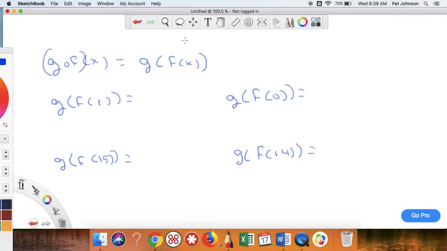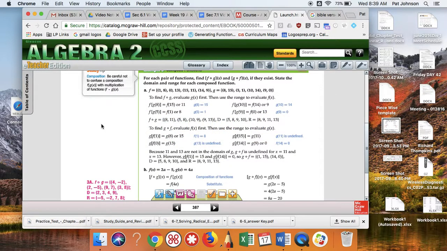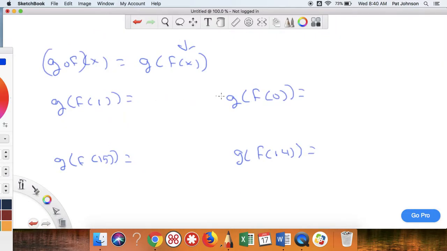Okay, because for g of f, we start with f of x first. So I take all the x's of f, and if you look, all my f's are 1, 0, 15, 14. That's how I got these numbers. So what is f of 1? That's what I start with. What is its range? It's going to be 8, which tells me I need to do g of it. What is f of 0? It's going to be 13. What is f of 15? 11. What is f of 14? 9.